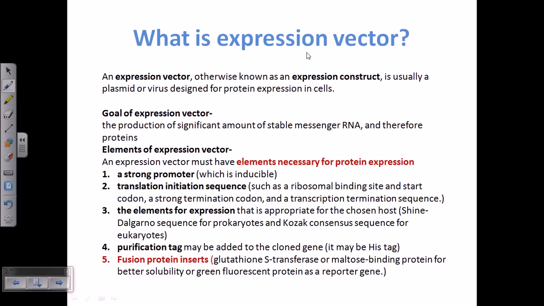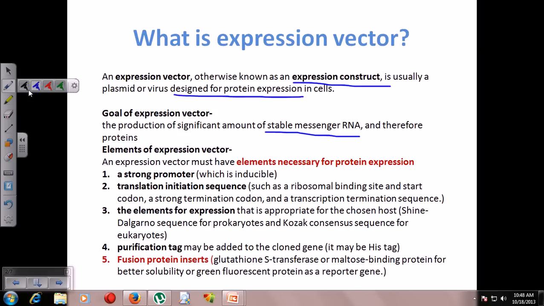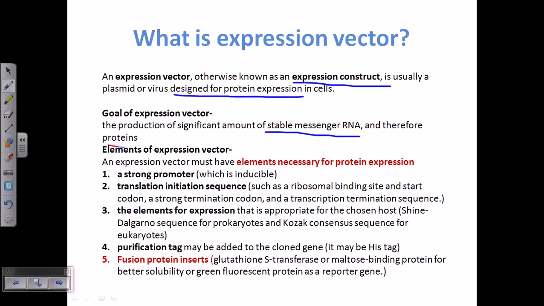So what is an expression vector? An expression vector, also known as an expression construct, is a plasmid or virus designed for protein expression inside the cell. That's the actual part. Now what is the goal of this expression vector? The goal is the production of a significant amount of stable messenger RNA. That means to produce a significant amount of proteins, right? So this is our actual goal, to produce a significant amount of proteins. That means the expression of our desired gene, right?